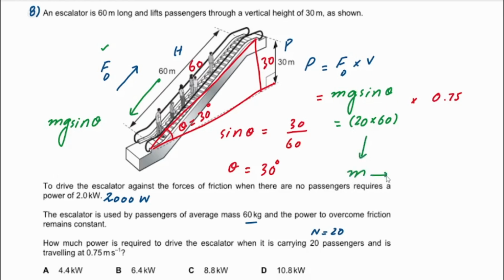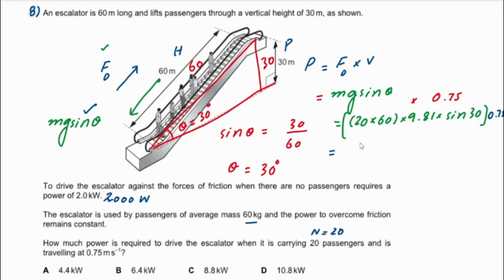Mass of 20 persons, and the value of g is 9.81. Sine theta is sine 30. You multiply all of this, and this is the value of Ft. You multiply it by the speed, which is 0.75. You get the value of the power that would be required to travel just to compensate for the mg sine theta.